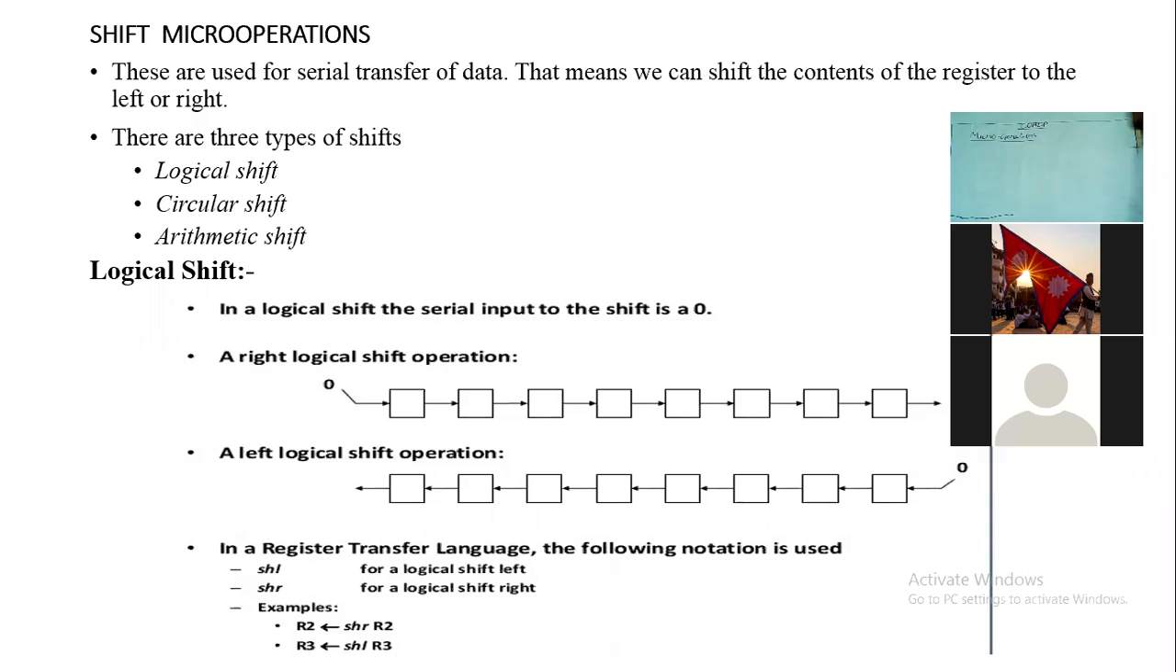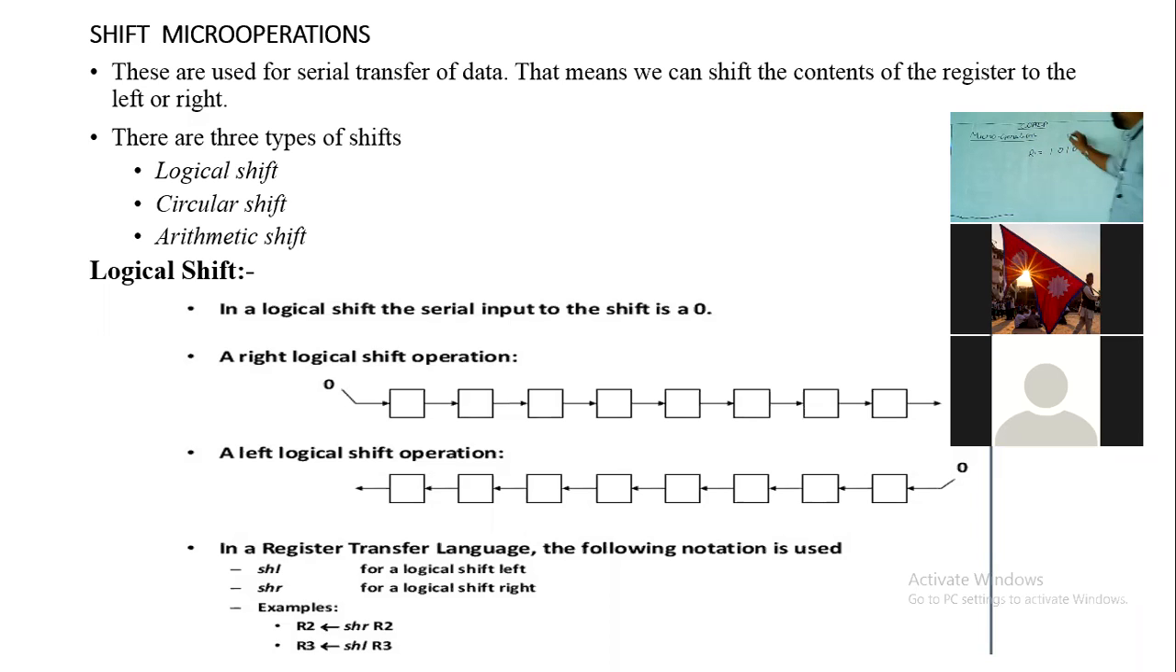Suppose we have a register R. Let us suppose it is a 4-bit register. This means register R can store 4 bits of data in binary form. Let us suppose we have 1010. This is the R1 register.